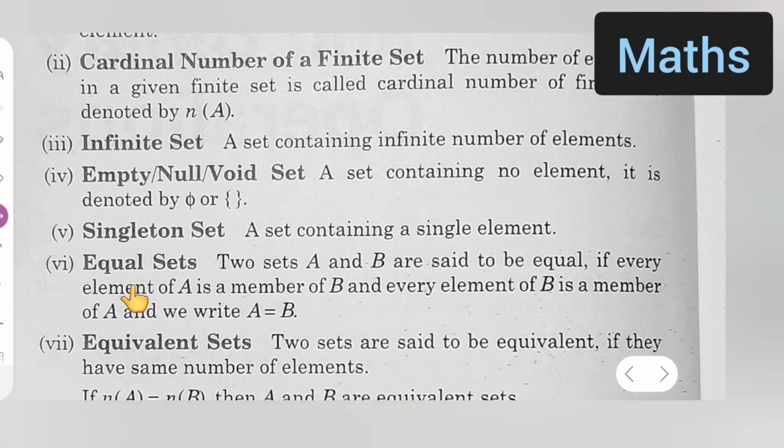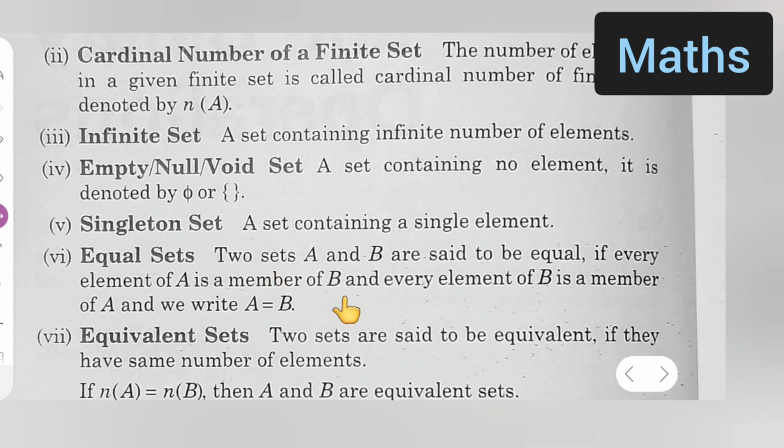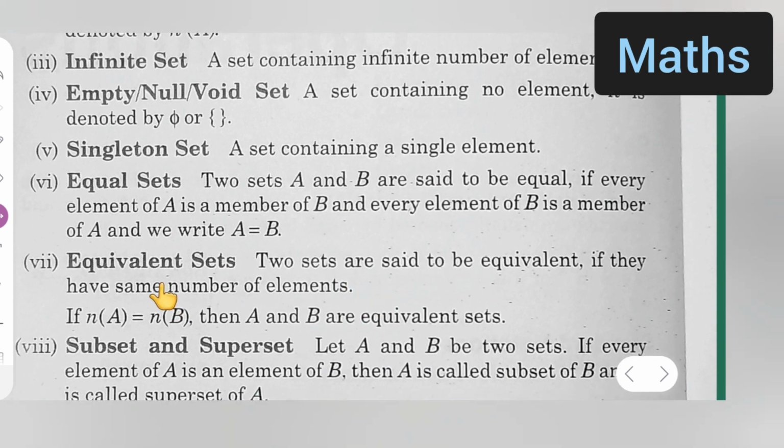Okay, next is the equal set. Okay, what is equal set? Two sets A and B are said to be equal if every element of A is a member of B and every element of B is a member of A, and we write A is equal to B. This is the definition of equal set. Okay, next, moving towards the equivalent sets. Two sets are said to be equivalent if they have same number of elements. If n of A is equal to n of B, then A and B are equivalent sets.